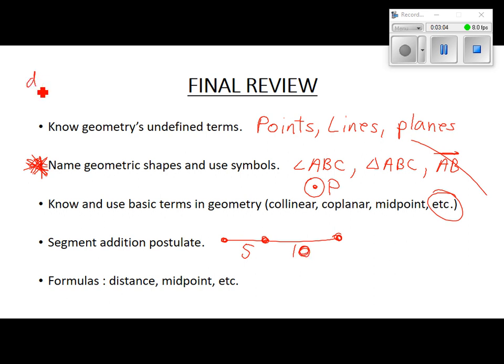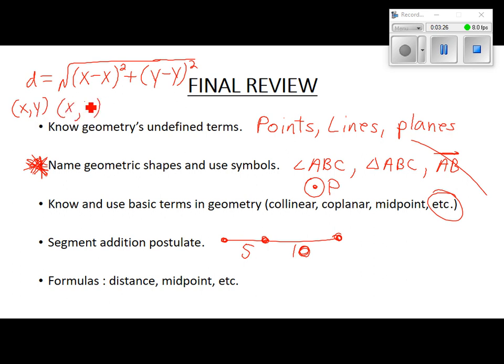I'll write it up here just in case you want to write it down so you don't have to look up here. Distance formula. What do you do with your x's? Subtract them, squared, plus the y's subtracted, squared. Remember, you've got to be given two points. That's an x, that's a y. Some other point, that's an x, that's a y. You subtract the x's, square it, subtract the y's, square it, add them together.